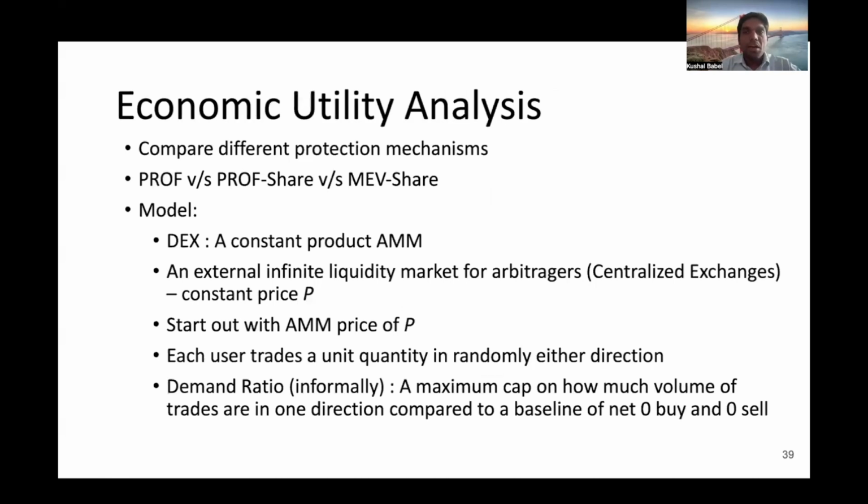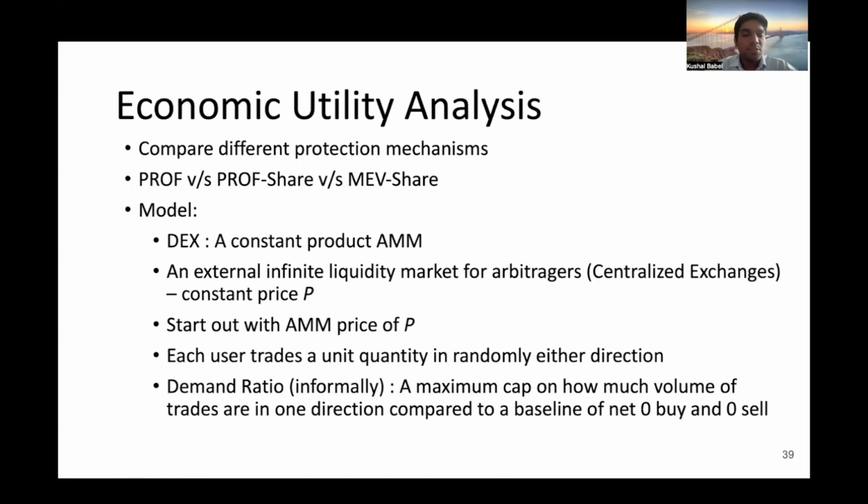We also do some economic utility analysis of these 3 different mechanisms: PROF, PROF share, and MEV share. The model is quite simple. You have 2 dexes. You have a dex, which is based on a constant product AMM, and you have an external market like a centralized exchange, which has a constant price, like it has infinite liquidity. And basically arbitragers are arbitraging across the centralized exchange and the decentralized exchange.